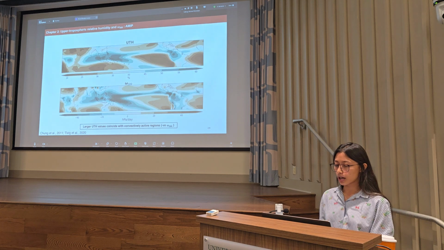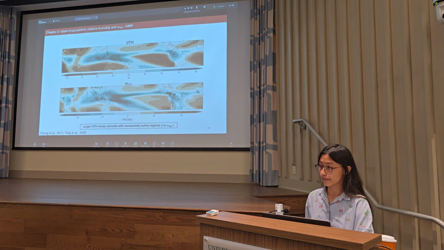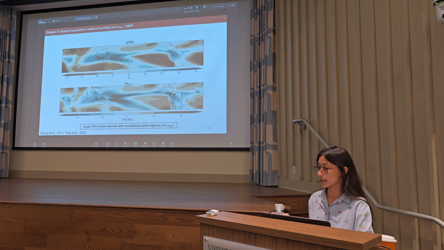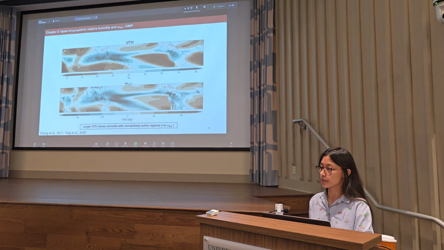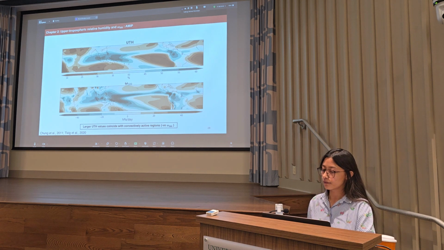So works like Chung et al. 2011 and Tivig et al. 2020 have drawn similarities between upper tropospheric relative humidity derived from the HIRS instrument and mid-tropospheric vertical pressure velocity, which in this plot I show the climatology for UTH on the top panel and for mid-tropospheric vertical velocity on the bottom panel, using the AMIP experiment as part of CMIP6.